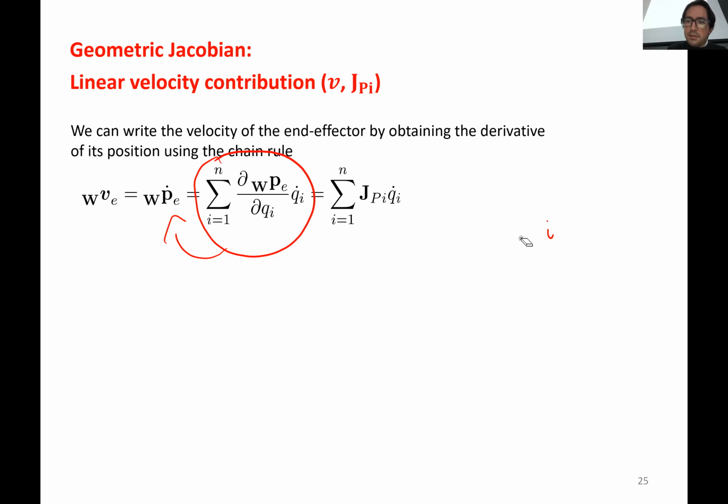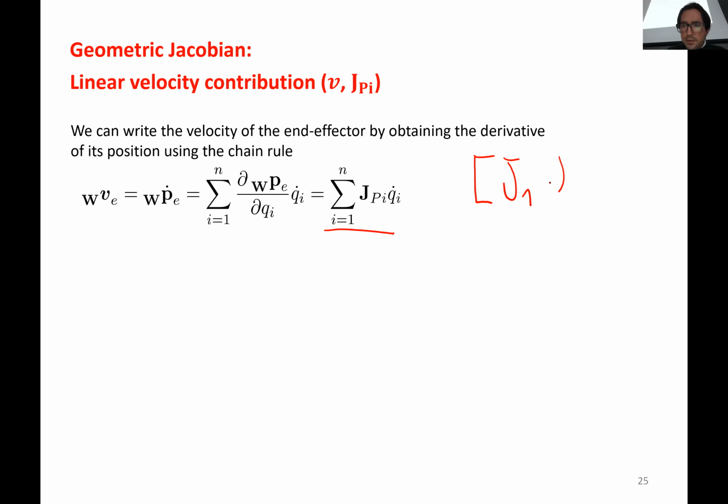Okay, so the columns. This JPi is actually the columns of the Jacobian. And the dimension of these columns is 6. So it's a 6-dimensional vector, because it corresponds to the Cartesian workspace variables.